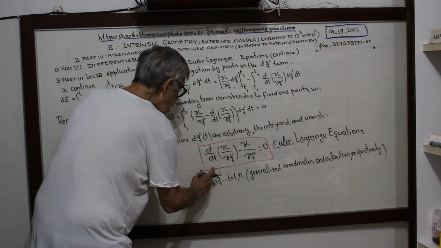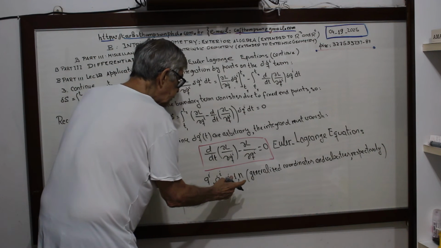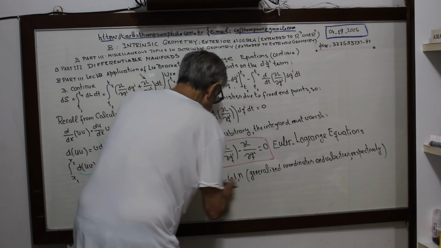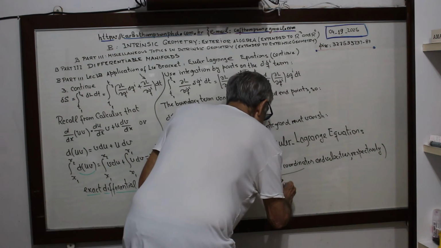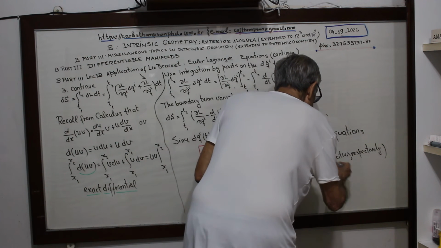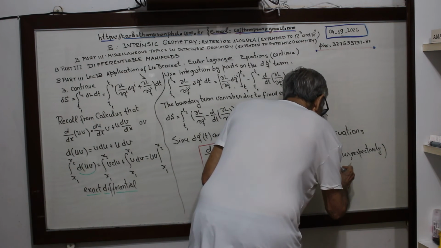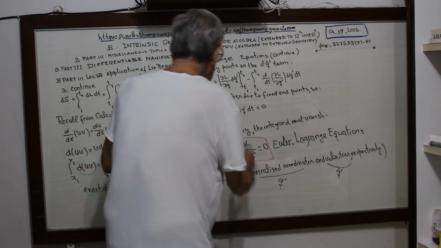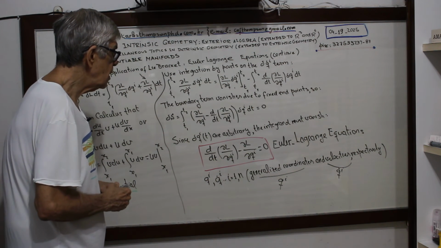Attention now: qi and q dot i, with i equal 1 to n, are called the generalized coordinates qi, and the generalized velocities, this is q dot i, respectively. So that's it. That's the Euler-Lagrange equation.